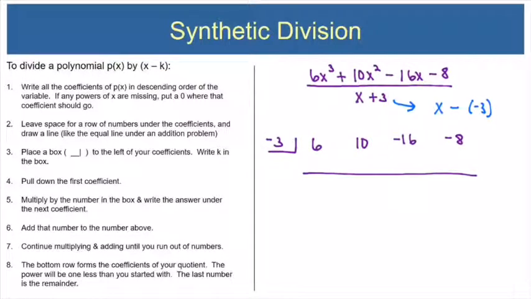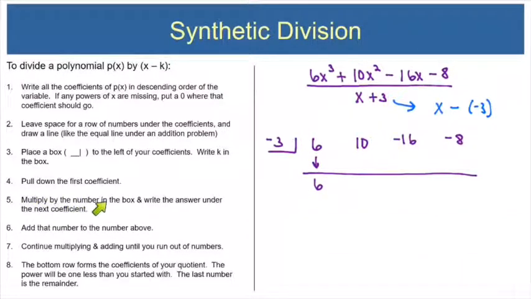But I will point out that remember how in the very first example that we looked at, we said the number that goes in the box is whatever makes this expression equal 0? You can still do that. If you don't want to rewrite it this way, it's easy to just look at this and say, okay, I'm dividing by x plus 3. So what would make this equal 0? Well, negative 3 would make this expression equal 0. So that's what goes in the box. Okay, now pull down the first coefficient. So we pull down our 6.